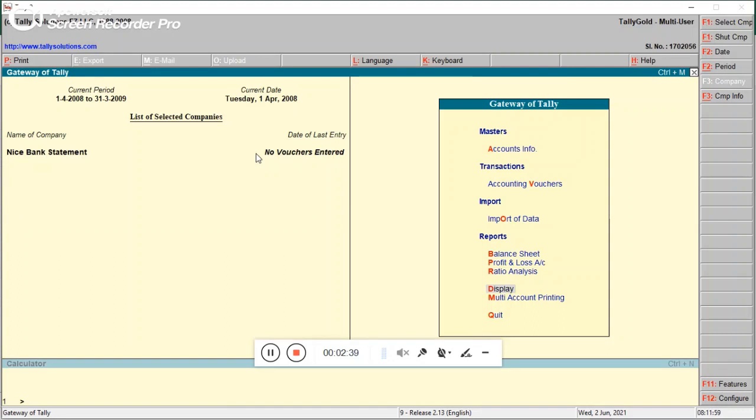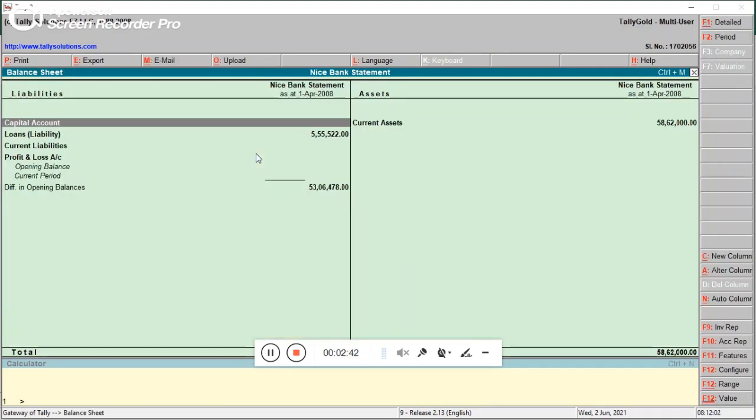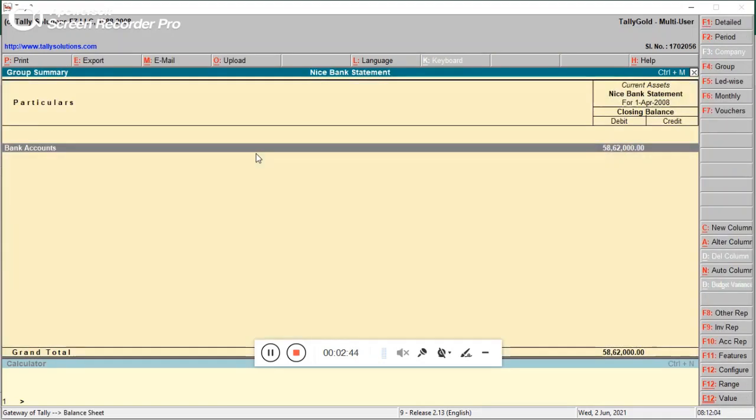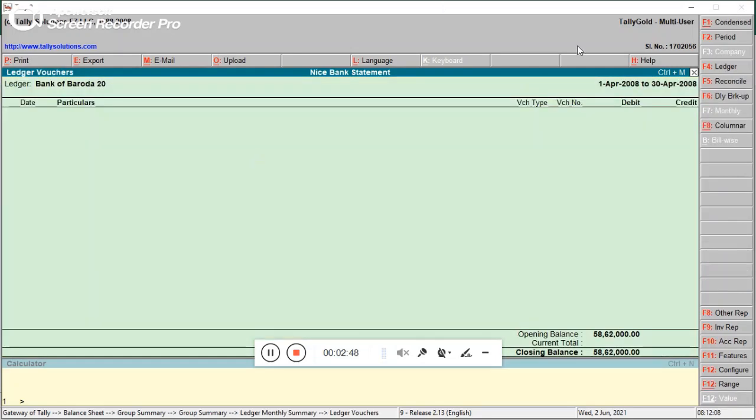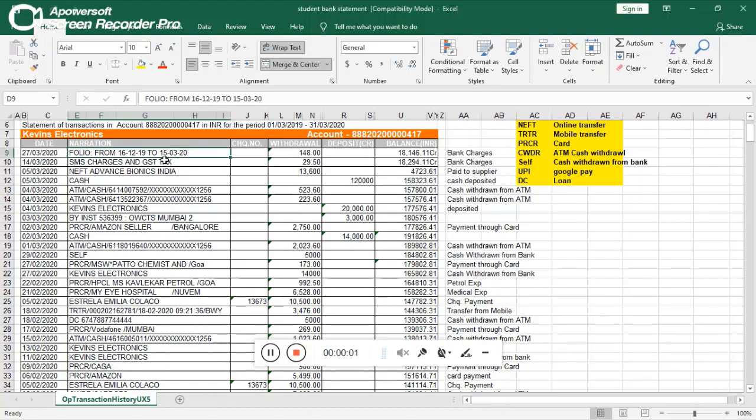Easiest way to open a bank account, instead of going to the display, you just go to the current balance sheet, current account, bank accounts, and Bank of India. Open that. Then you enter the period there. Okay. Let us pass some of the entries from the bank statements.